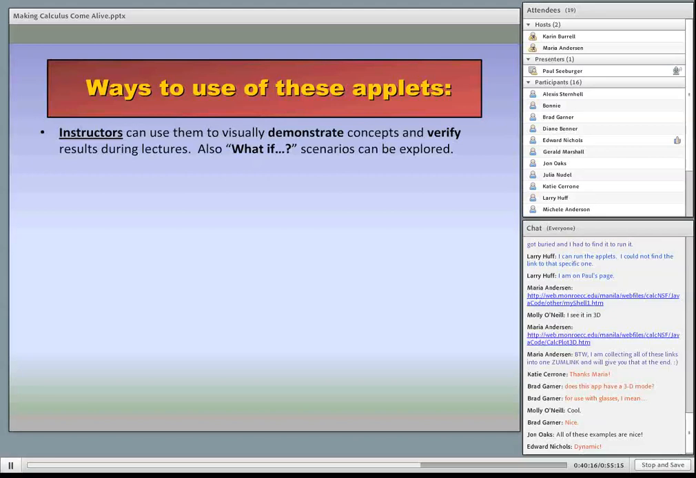You can also use the CalcPlot3D applet to create lecture demonstrations. There's a way to save scripts, basically a dynamic slideshow.